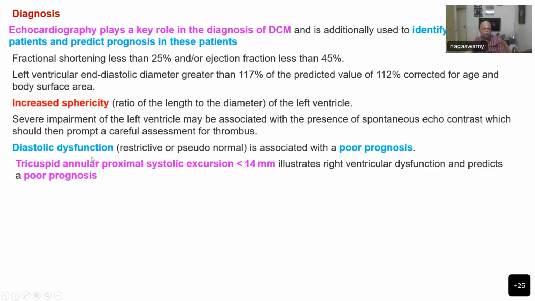prognosis. So unless you do an echo, even if it is an urgent LSCS, we have to find out whether these things are present, and if this indicator of poor prognosis is there, automatically what should you plan? Because even if it is an emergency LSCS, you should buy time to do this important investigation, echocardiography. And supposing the echocardiography shows a diastolic dysfunction as well as this particular point of tricuspid annular proximal systolic excursion, what should you do, how will you alert yourself, or how will you equip yourself?